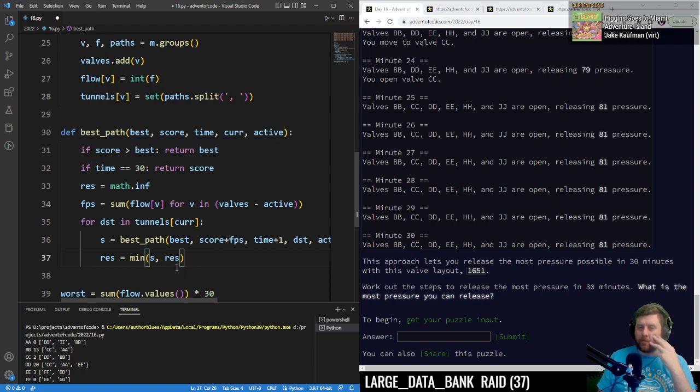So these are all the options that involve moving. And the option that involves turning the valve.